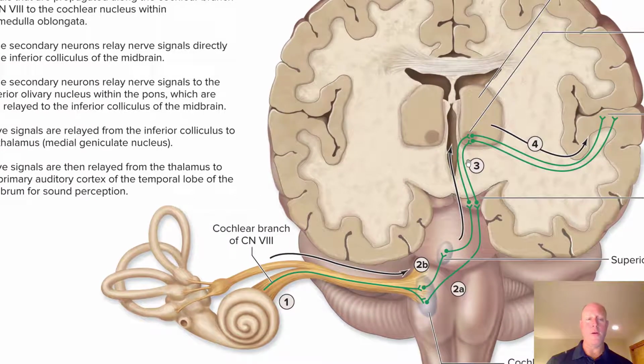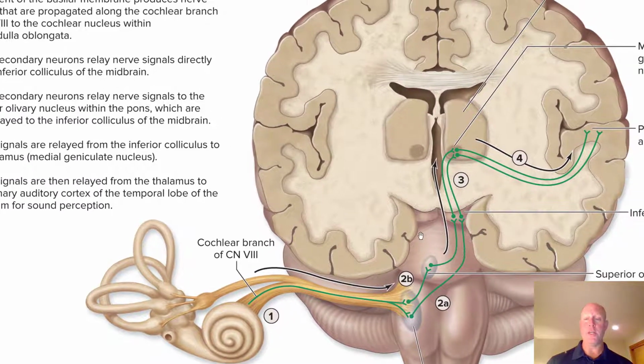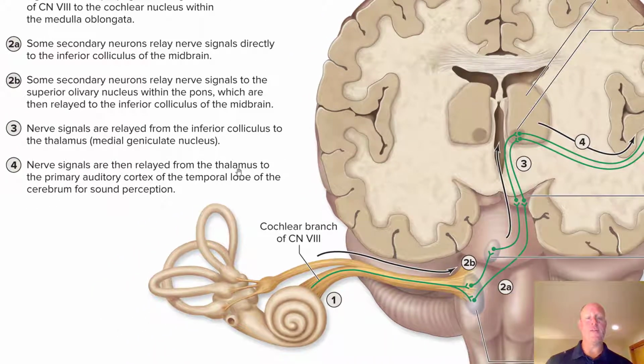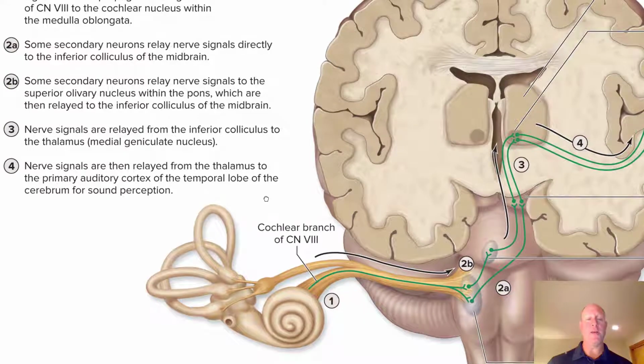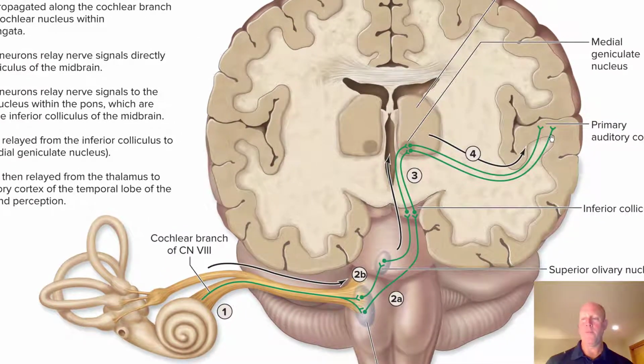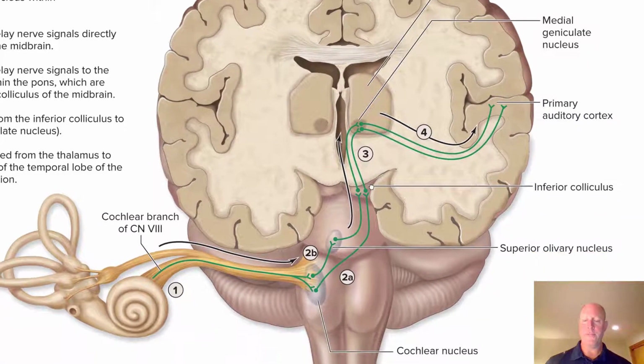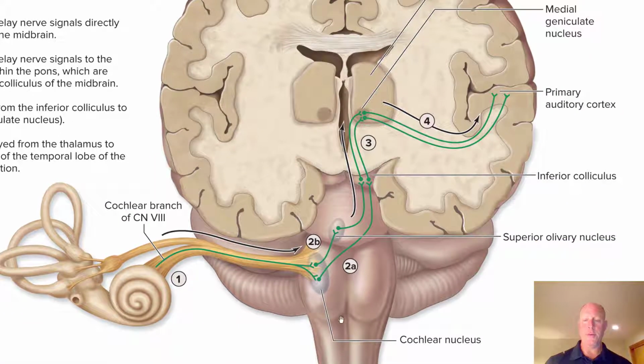Then number 3 here, we get nerve signals relayed from the inferior colliculus to the thalamus, the medial geniculate nucleus. And then nerve signals are relayed from the thalamus to the primary auditory cortex of the temporal lobe of the cerebrum for sound perception. Moving along to here, we have the medial geniculate nucleus, our thalamus, our primary auditory cortex, our inferior colliculus, our superior olivary nucleus here, and cochlear nucleus here.